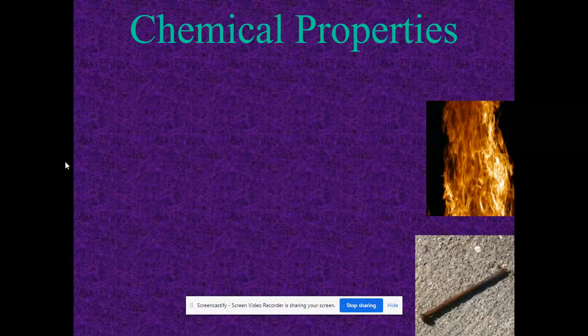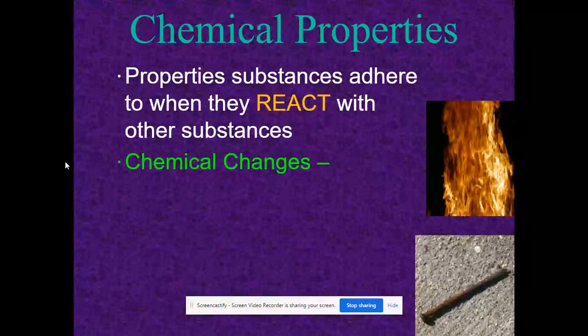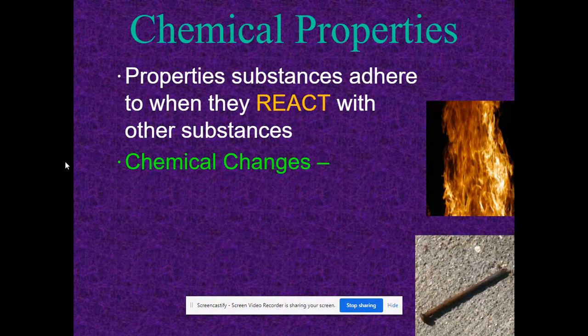All right, so we move on to chemical properties. Chemical properties are properties that we can only determine by reacting the substance first. So it's how it reacts with other substances. Some examples of chemical changes, you can see pictures over to the side.